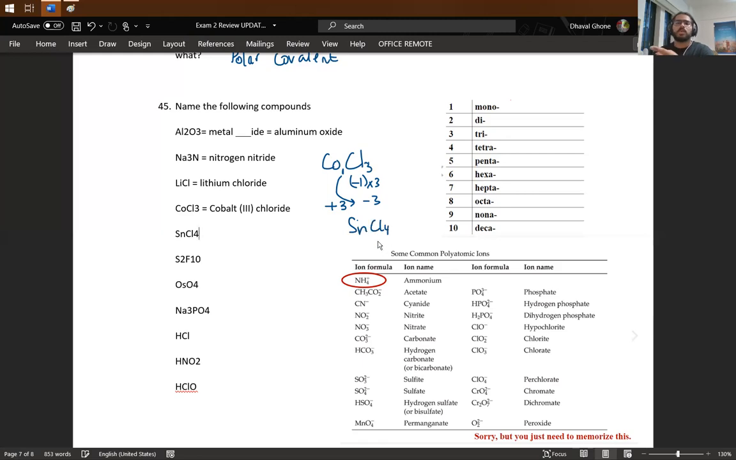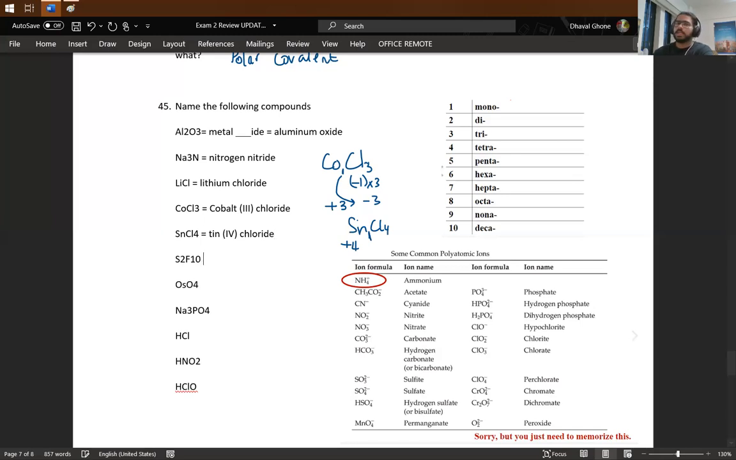SnCl4. 1 chlorine is -1. 4 chlorines is -4. 1 Sn satisfies 4 chlorines. That should be +4. And so my name would be tin(IV) chloride. Okay. So that was all metals and non-metals.